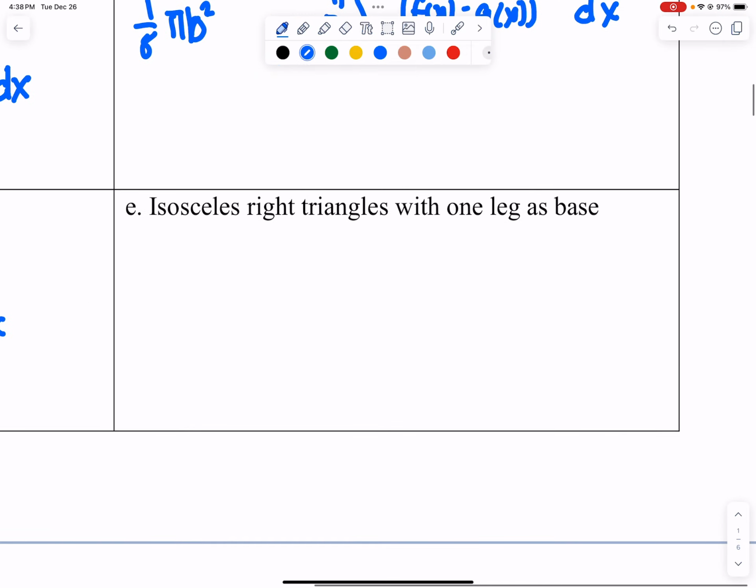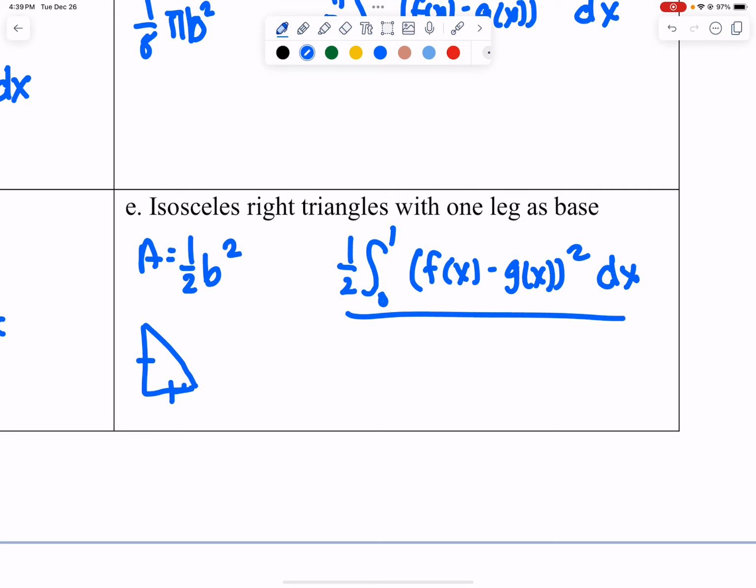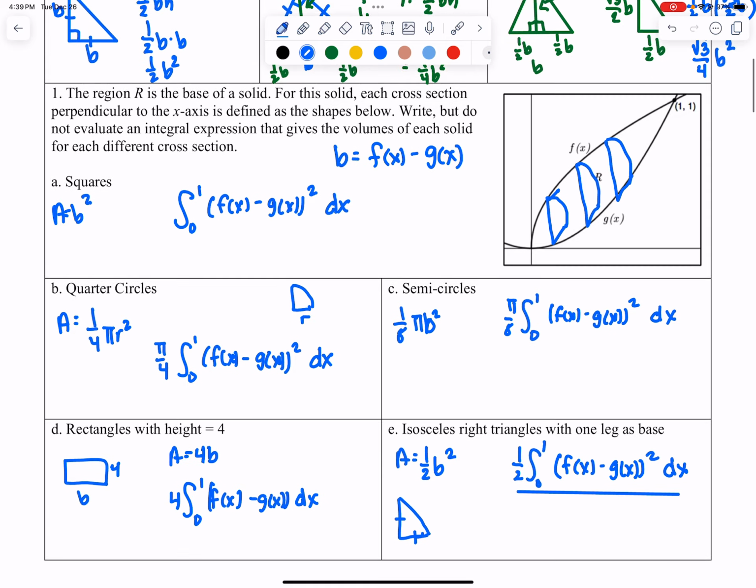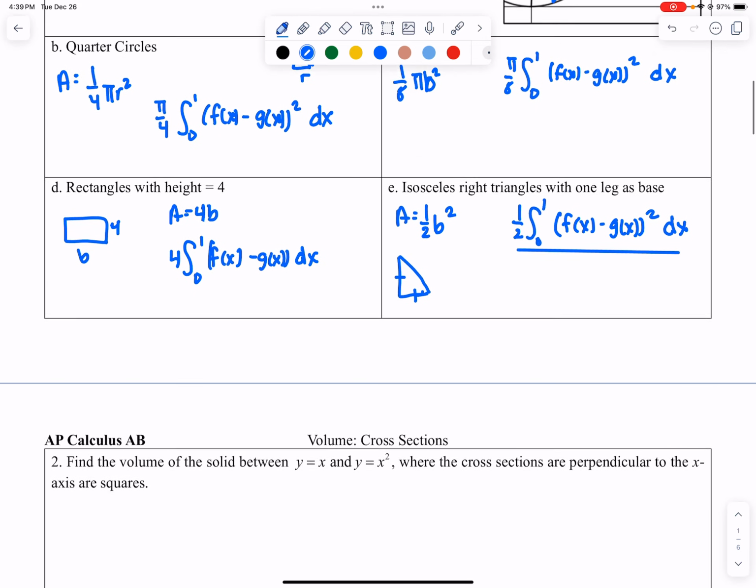And then an isosceles right triangle with one leg as the base, we saw earlier that that's just going to be 1/2 b squared. Something like that. So we know that we are going to have 1/2 the integral from 0 to 1, and then f of x minus g of x squared dx. All right, so this video was just an introduction on cross sections and how to derive these formulas. In the next video, we will start evaluating with them.